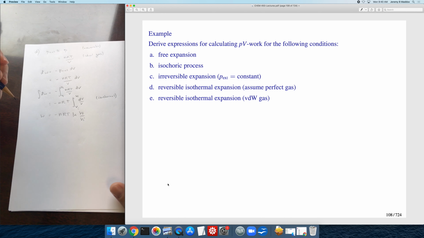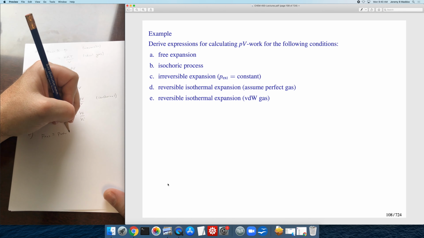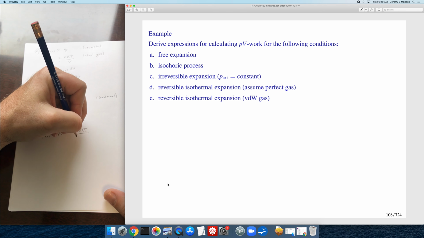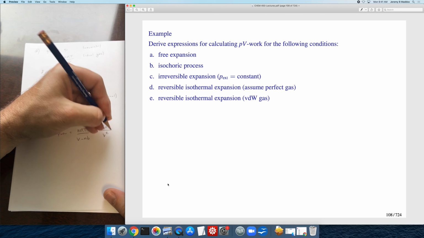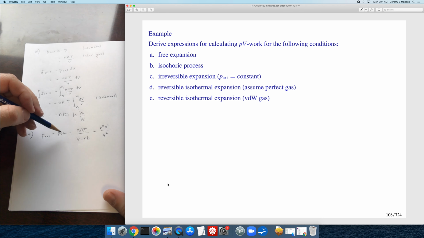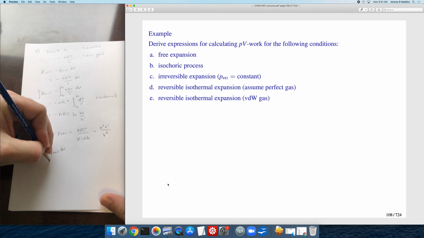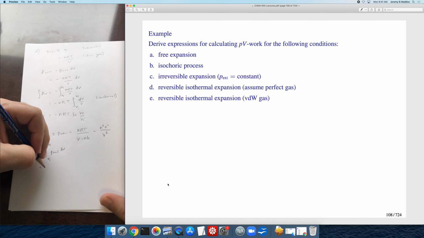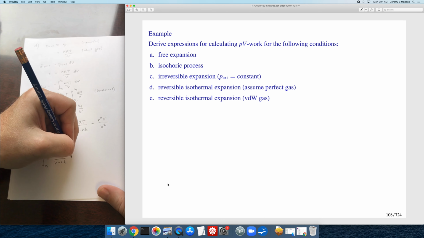In part E, this time the external pressure, it's reversible, so it's still equal to the gas pressure, but now it's no longer an ideal gas. Now the external pressure is equal to the van der Waals pressure, which is nRT over V minus nb, minus n squared a squared over V squared. And so now we've got to do an integral involving this external pressure. So it's going to be work equals minus the integral of P external dV. And we need to plug in these terms here, nRT over V minus nb dV.